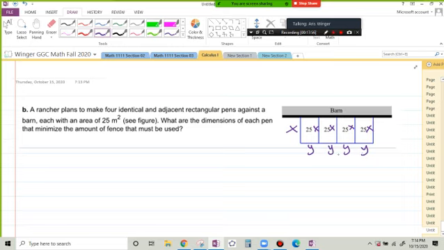Oh, I think we can do it either way, right? I'm debating. We could make this whole thing y and then do y over 4, or we can call them each y and then multiply by 4 at the end. I think we're going to do it this way, right? So then we know that x times y is 25, and now we're trying to minimize 5x plus 4y.